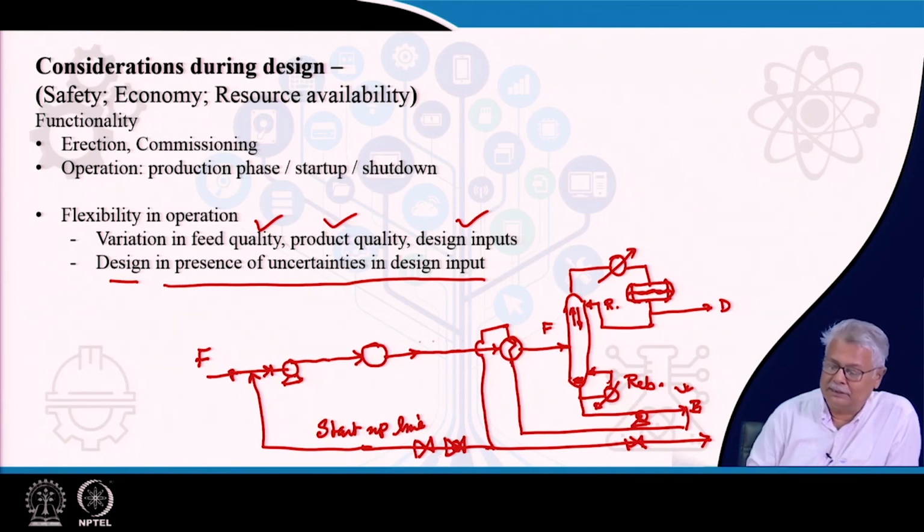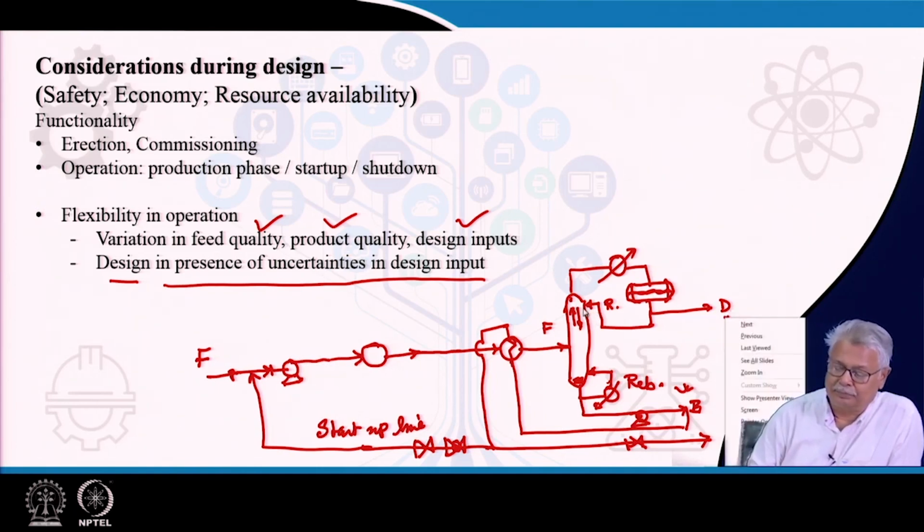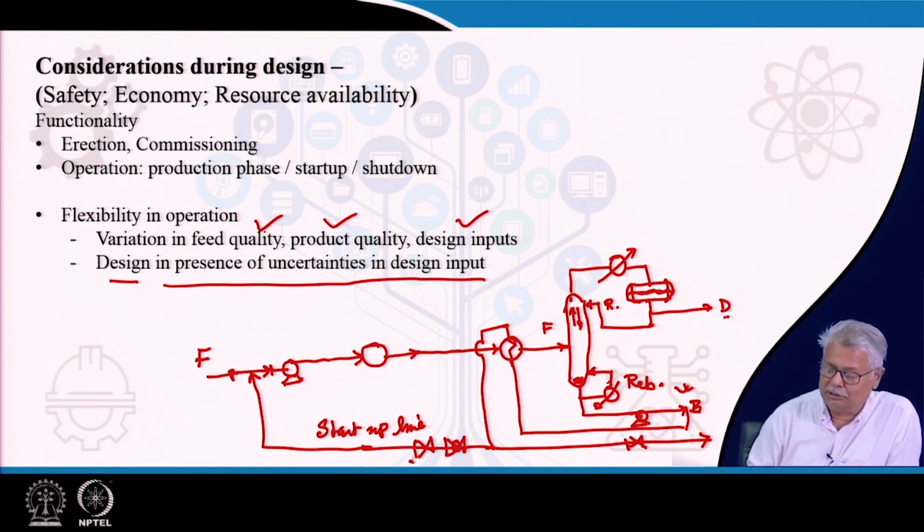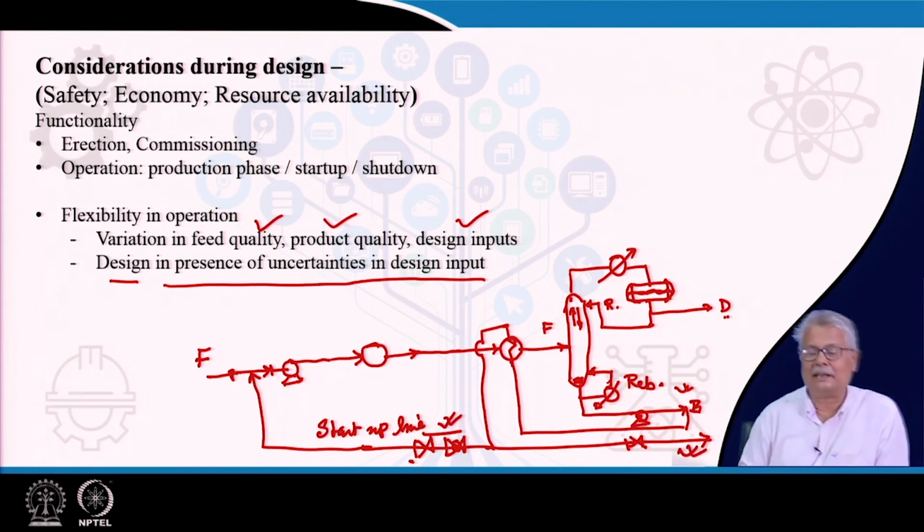During this period, this startup line circulation goes on, and gradually you find the temperature in your top which corresponds to your distillate composition. In that particular case, you gradually shut this particular flow and open the flow going to the storage of B. So, this is how you start up fractionators.